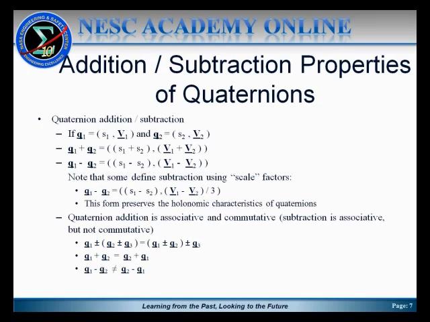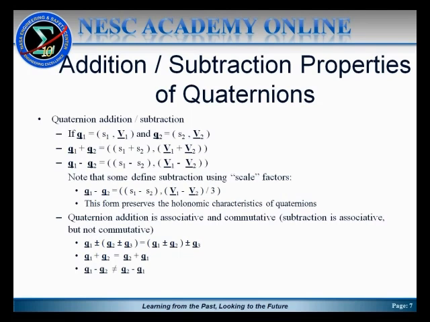And you'll note, if you look into the literature, you'll find that some people define subtraction using a scale factor, as shown here, where Q1 minus Q2 is the difference in the scalar part combined with the difference in the vector part divided by 3. And you wonder, why is that factor of 3 there? Those texts describe this form as preserving some of the holonomic characteristics of quaternions. We won't get into that here because typically in the types of applications that we use, you will not find such scale factors. It's just as shown in the top part of the slide.